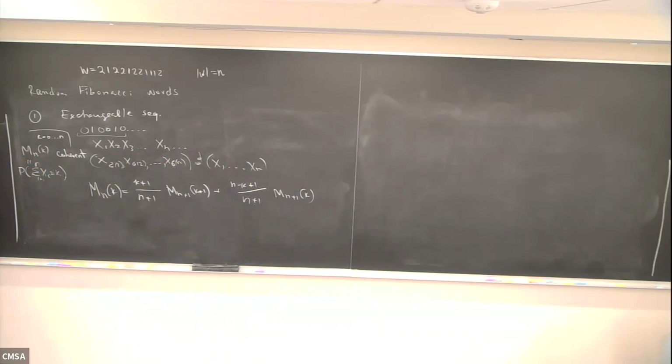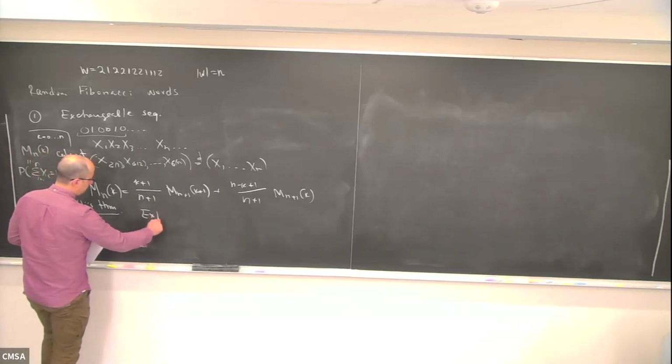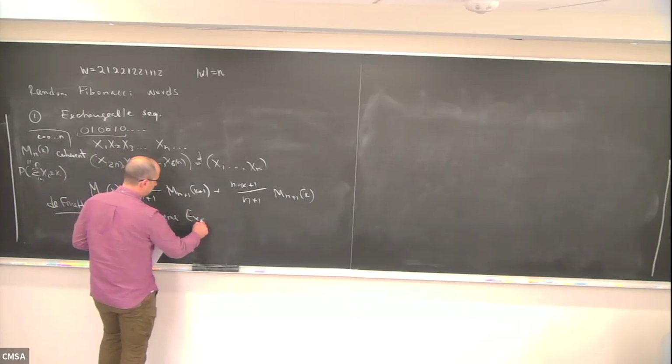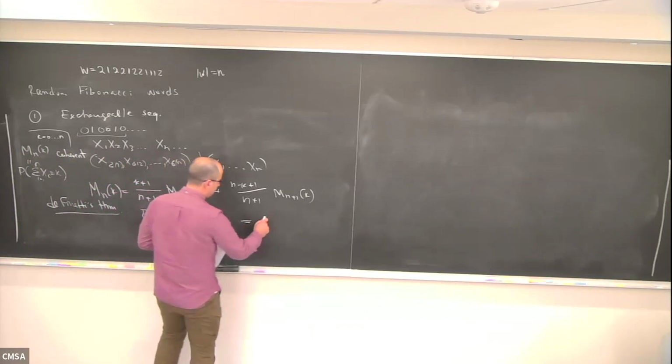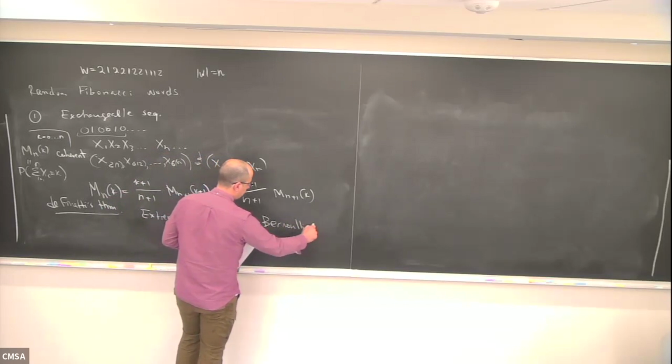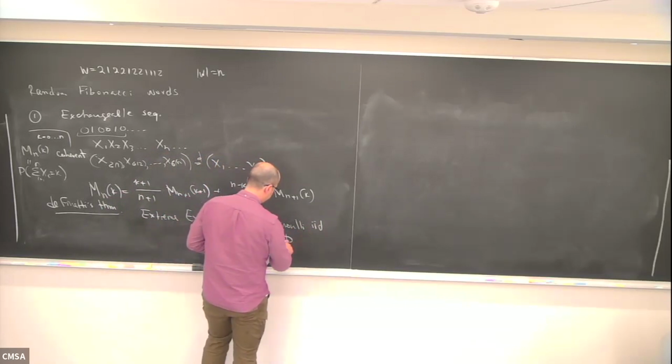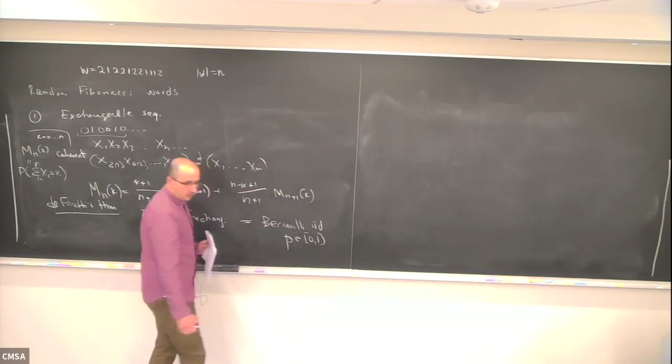Exchangeable binary sequences are characterized by what's called the de Finetti theorem. The most natural examples of exchangeable sequences are IID coin flips, and the theorem says that basically any exchangeable sequence is a mixture of IID coin flips. You can formulate this by saying that extreme exchangeable sequences are exactly Bernoulli IID flips, which are governed by a parameter p between 0 and 1.